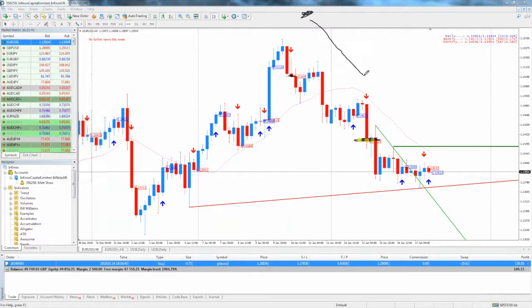115.20. There, which matches up with our entry, doesn't it? It matches up with our entry, from there to there. I'll just put a line there. Well, that pretty much matches up.